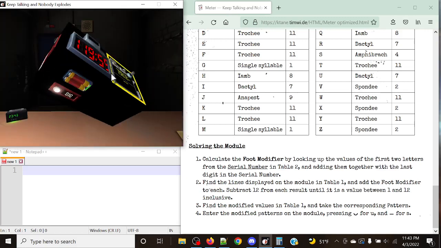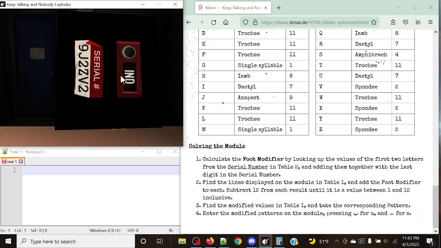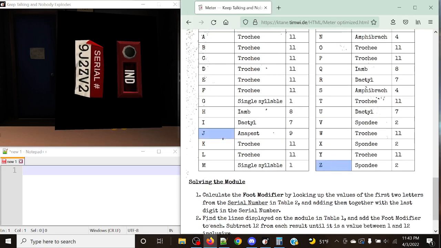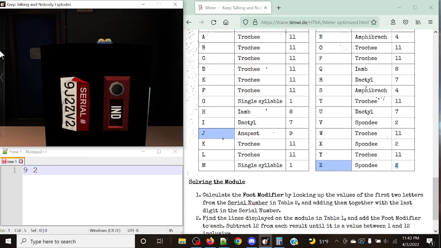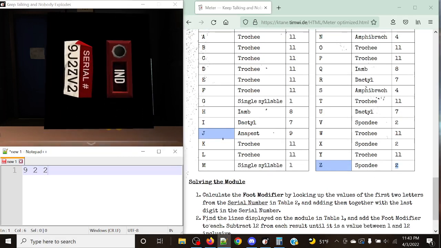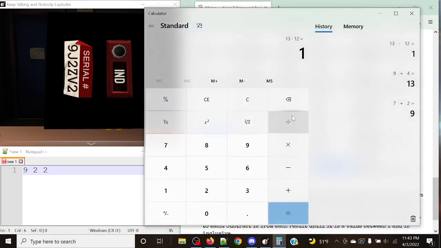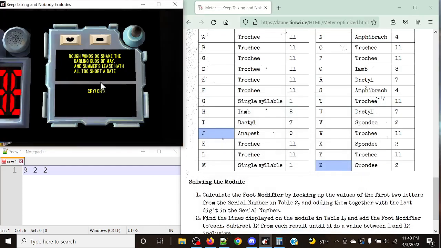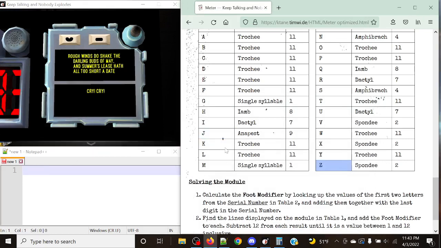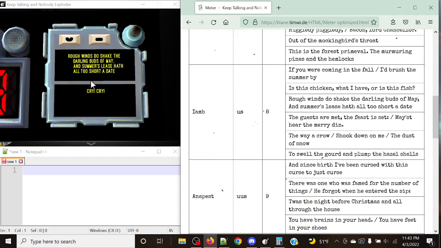So our first two letters of the serial number are going to be a Juliet and a Zulu. Juliet and a Zulu are going to be represented by 9 and 2. And then we have a last digit of the serial number of 2, okay? So 9 plus 4 in this case. 9 plus 4 happens to also be 13 again. Modulo this by 12 is going to be a 1, rather quite interesting. And we're essentially going to be moving everything down by 1. So let's find each of our values here.